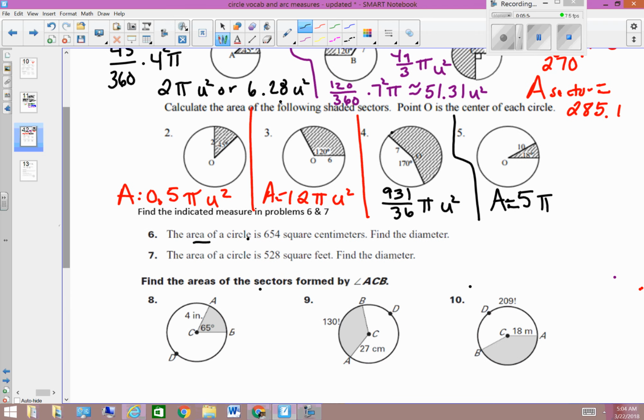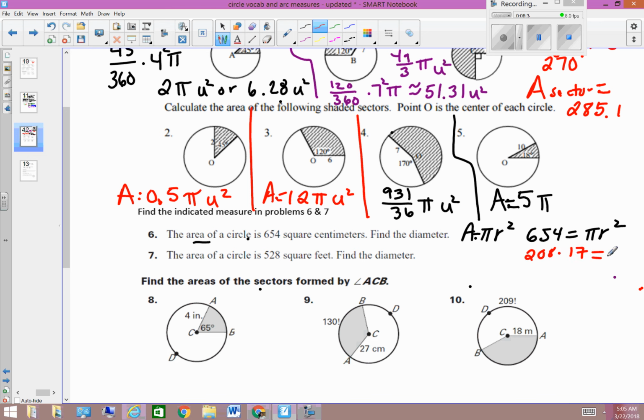All right, so number 6, it says the area of the circle is 654 square meters and find the diameter. So I'm going to use my formula for area equals pi r squared. And I'm going to plug in what I have because I'm just dealing with area. I'm not dealing with area of the sector. It tells me the whole circle. And then that's going to be pi r squared. So what we know is that pi is a number. So I take the calculator and divide that by pi. I get 208.17. So I'm going to round a little bit here.